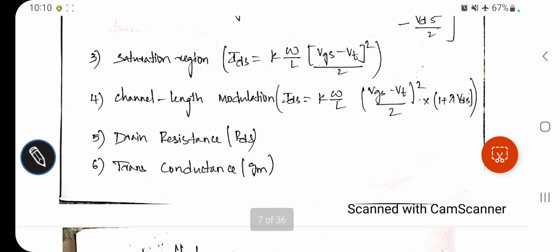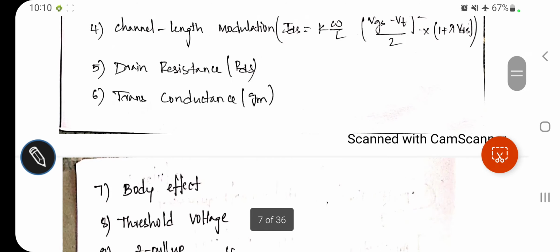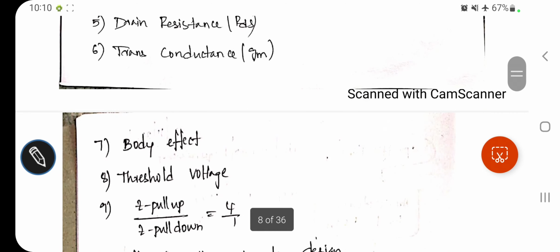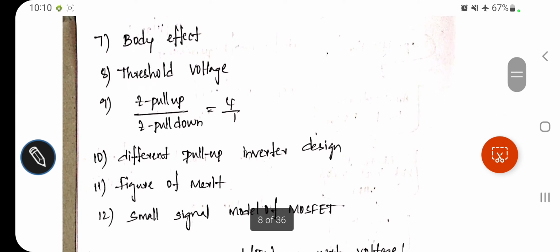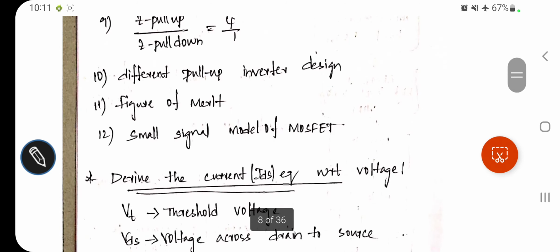And then we have drain resistance, transconductance gm, body effect, and the threshold voltage, the minimum voltage required to turn on the transistor. Then we have pull up to pull down ratios, that is length to width ratios of the channel, and different pull ups of the inverters. Then figure of merit, and if possible, the small signal model of MOSFET. These are the electrical properties of a MOSFET.